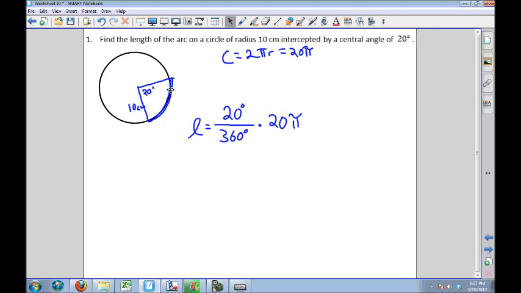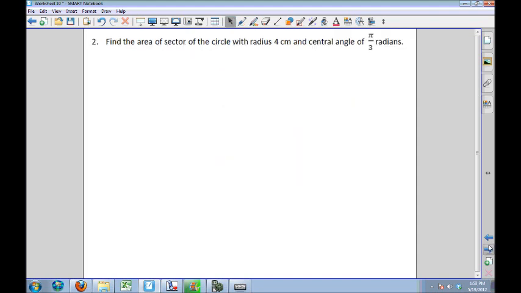I can do some simplifications here. 20 over 360 is 1 over 18. 20 out of 18 reduces to 10 over 9. So this entire length is just 10 pi over 9. Moving on to the next one.